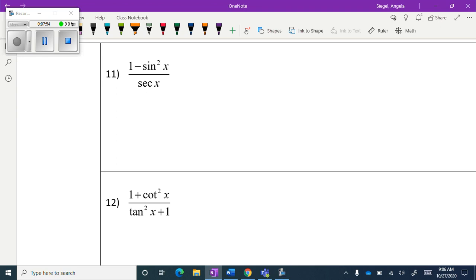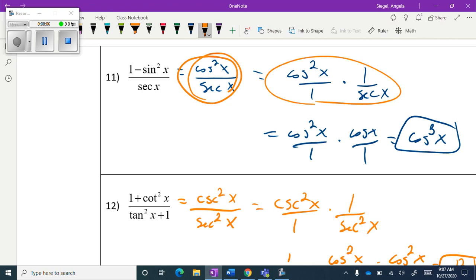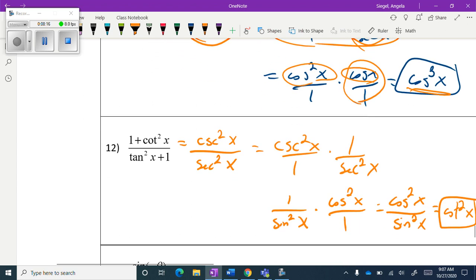Notice that you're probably going to be dealing with those Pythagorean identities, but other than that, it's pretty straightforward. Okay, so this is my number 11. Notice that I pulled this apart to get that. And notice that this is the same thing as cosine. So I just multiplied these two together and got cosine cubed x.